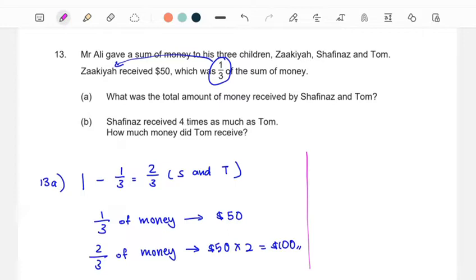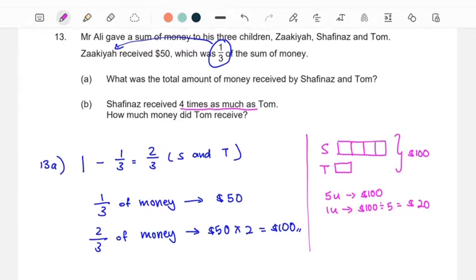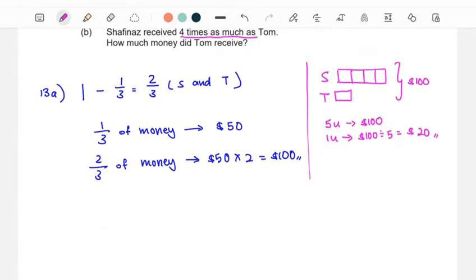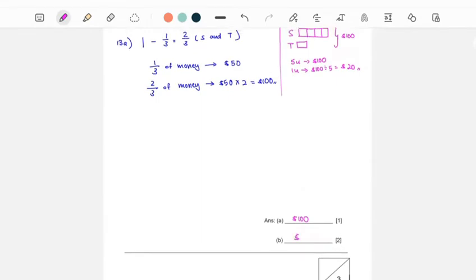All right, whenever you see a question like this with 4 times as much as, please draw model. It makes things so much easier. So 4 units belongs to Safinas, 1 unit to Tom, and the total for them is $100. And that is shared among 5 units. 5 units gives you $100. 1 unit is then 100 divided by 5. You will get $20. And yeah, that's your answer for Tom because Tom only has 1 unit. And this is done. Pretty okay. 3 marks, $100 and $20.